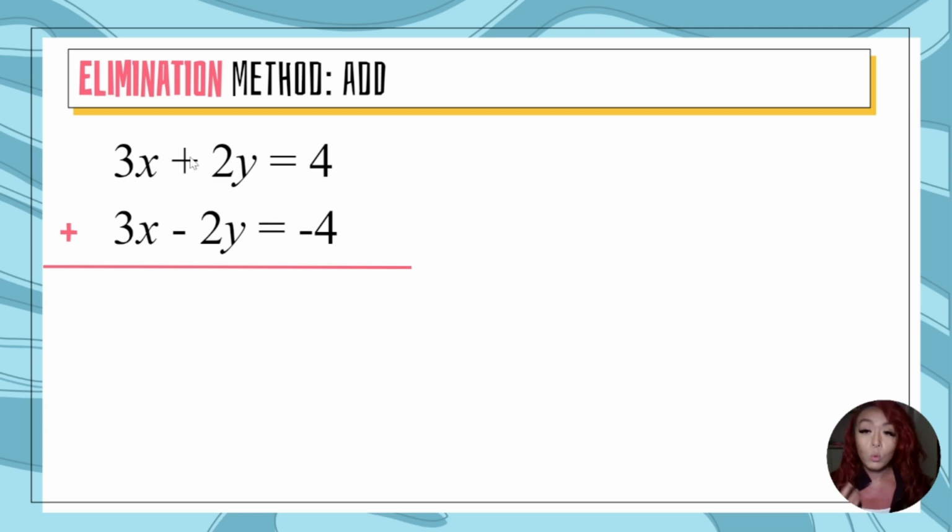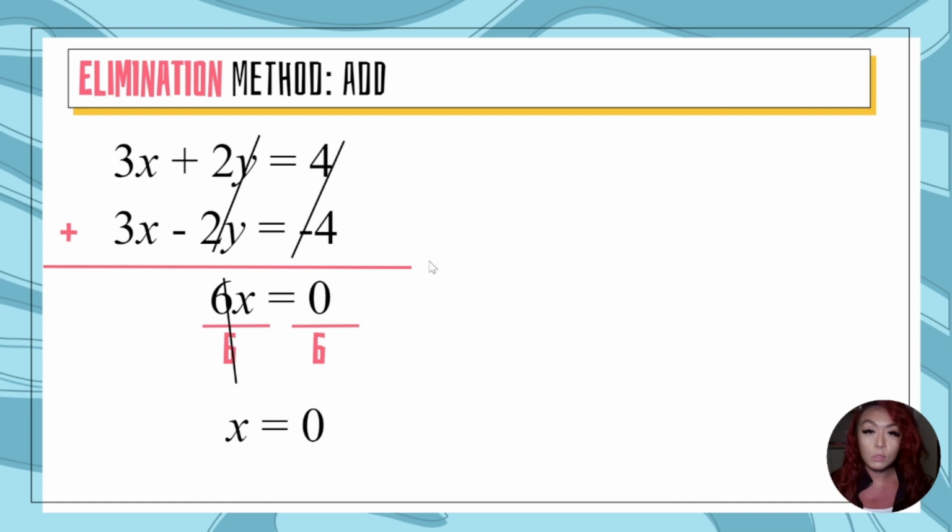So again, when you have a term with the same coefficient, opposite signs, you can add the two equations together to eliminate that variable. So positive 2y and negative 2y will cancel out. And if you notice in this case, so will positive 4 and negative 4. We'll add 3x and 3x together, and we get 6x equals 0. Now we're only dealing with one variable, x, and we can continue to use inverse operations to solve. We'll divide both sides by 6, and we get x equals 0.